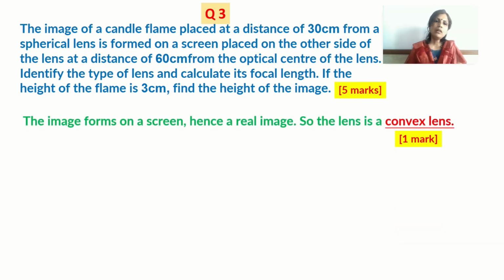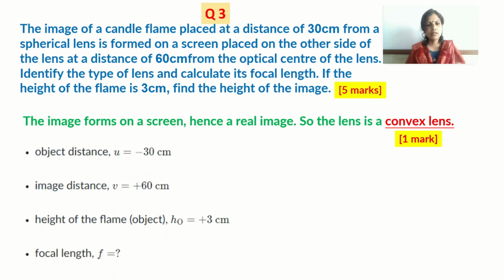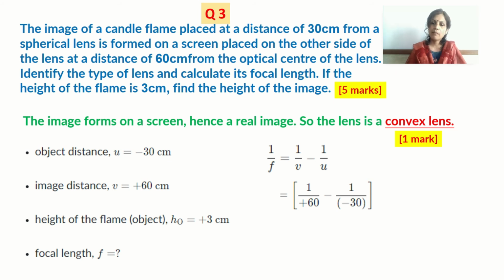Let's write down what all is given in the given question. We have been given object distance minus 30 centimeter, image distance plus 60 centimeter, height of the object, that is H0, which is 3 centimeter. We need to find out the focal length and height of the image. So for finding the focal length, let's make use of the mirror formula first. So 1 upon F is equal to 1 upon V minus 1 upon U. Substituting the values, 1 upon 60 minus 1 upon minus 30. So this minus minus will become plus.